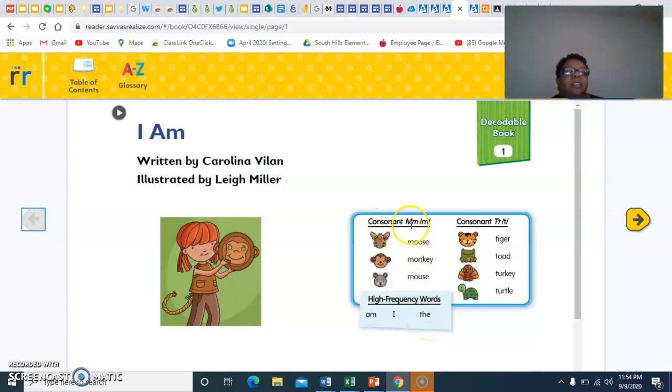Then we have a list of words that start with M, words that start with T, and what do we have? What's this one? Moose, monkey, mouse. So it has a picture to help you to know the word. Even if you can't read the word, it gives you a picture to give you a clue or an idea of what that word could be. So if we have letter T, what do we have? Tiger, toad, turkey, turtle. Alright, let's listen.